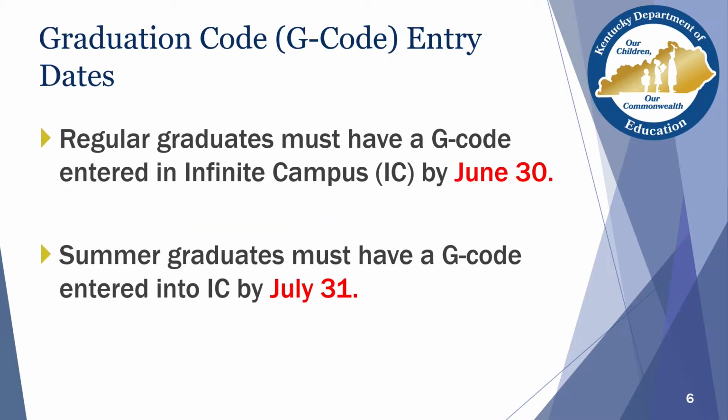So you have a couple of due dates. Your G code, graduation code, entry dates in Infinite Campus for all regular graduates must be completed annually by June 30th. And then for summer graduates that you have, those students' G code must be entered in Infinite Campus by July 31st of every year.